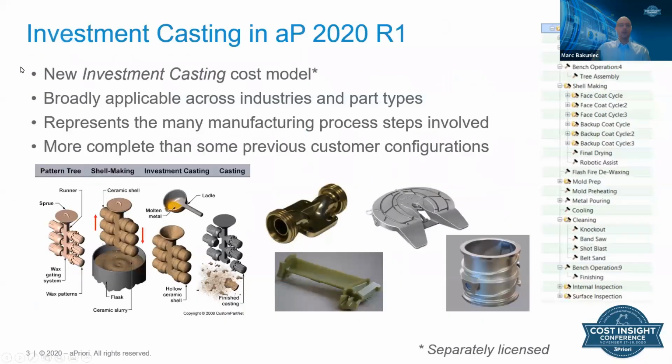Investment casting is, of course, and this is something that we try to achieve with all of our cost models, broadly applicable across multiple industries and also multiple part types. We always try to represent the manufacturing steps and process steps included in the process group and in the manufacturing when we create a new cost model.